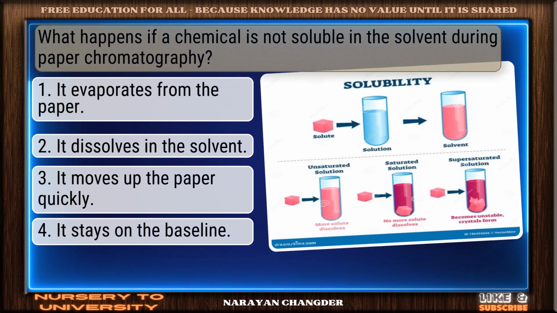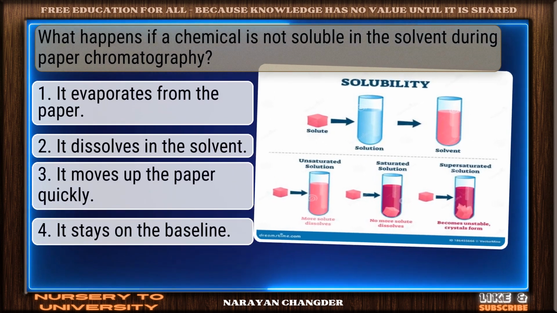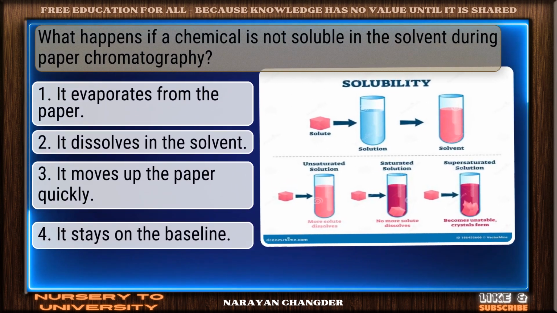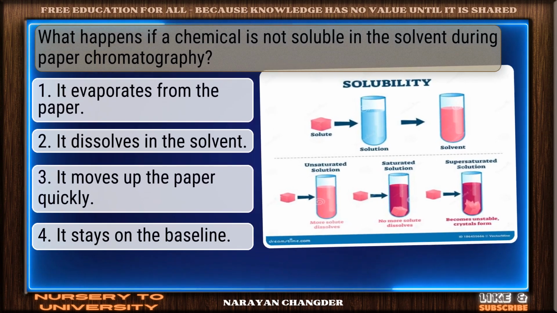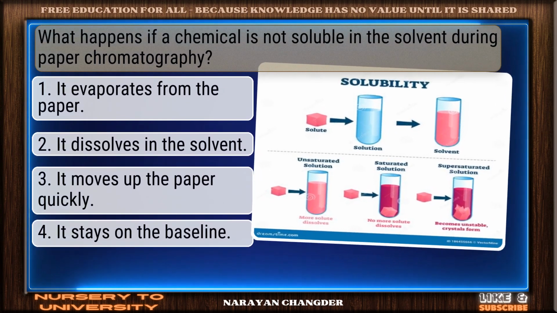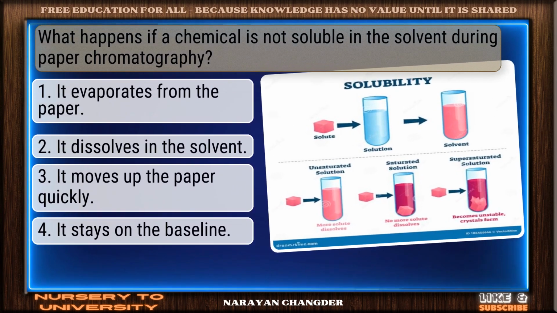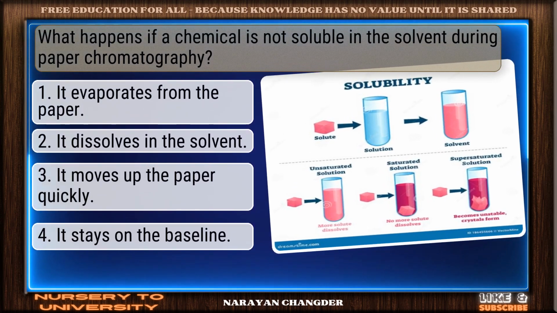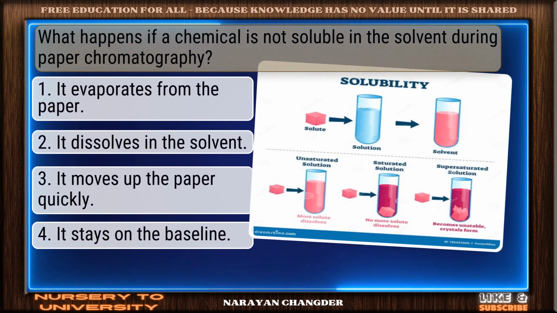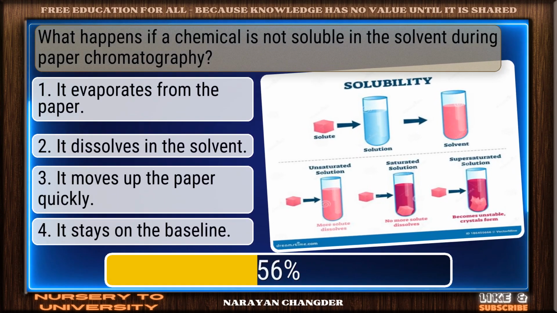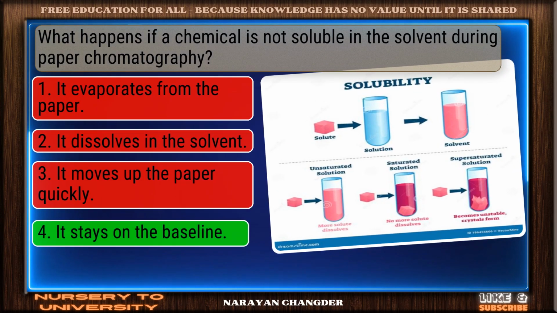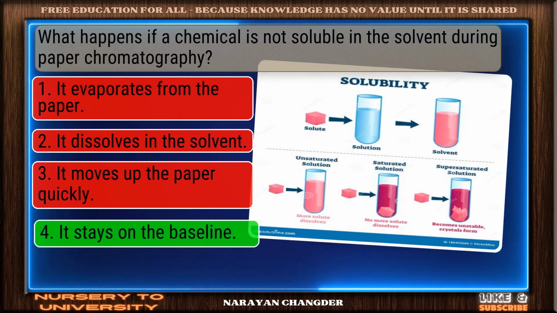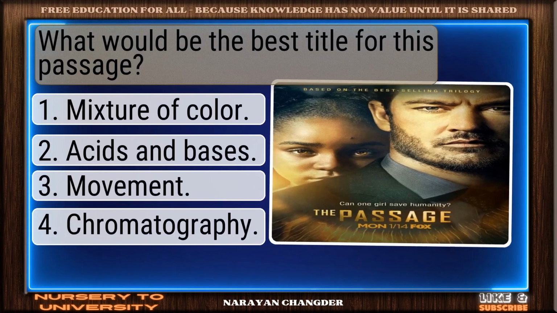What happens if a chemical is not soluble in the solvent during paper chromatography? Option 1, it evaporates from the paper. Option 2, it dissolves in the solvent. Option 3, it moves up the paper quickly. Option 4, it stays on the baseline. That's it, it stays on the baseline. What would be the best title for this passage?